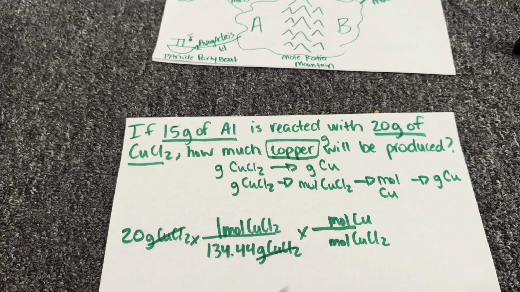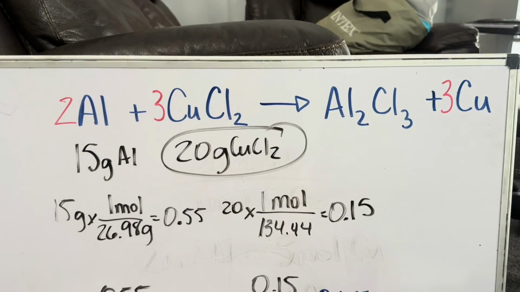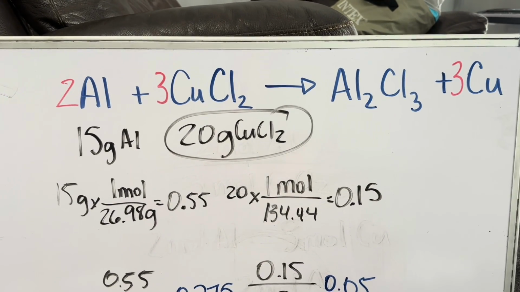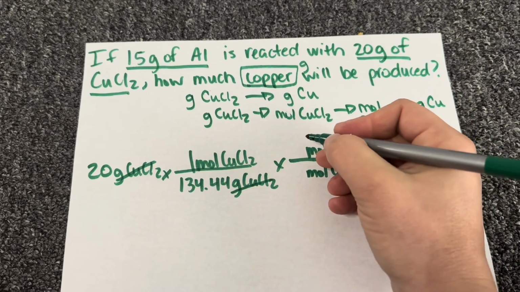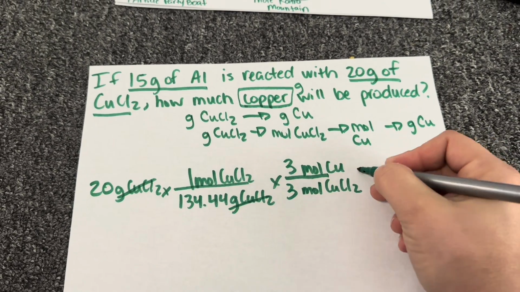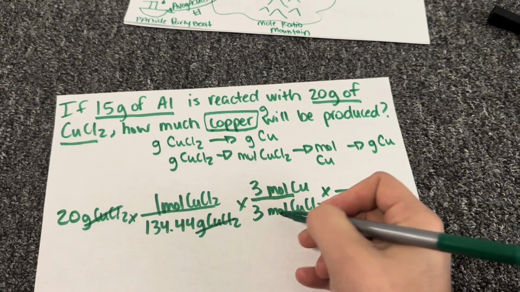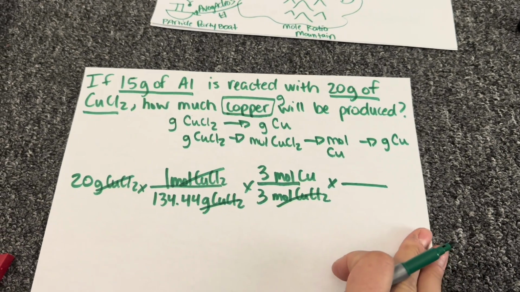So now we've got to find our coefficients here. If I'm looking at my recipe, I see a 3 in front of the copper chloride and a 3 in front of the copper. So now my moles of copper chloride cancel. I'm left with moles of copper.